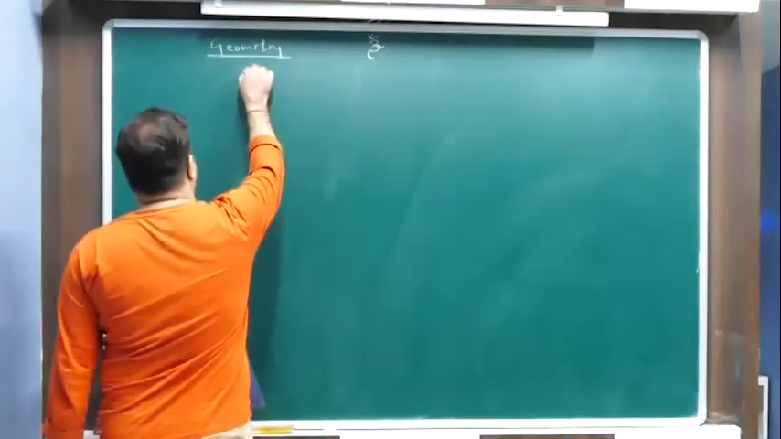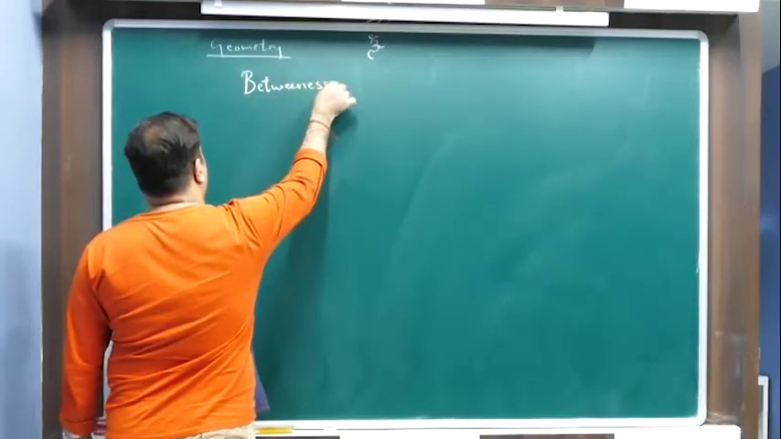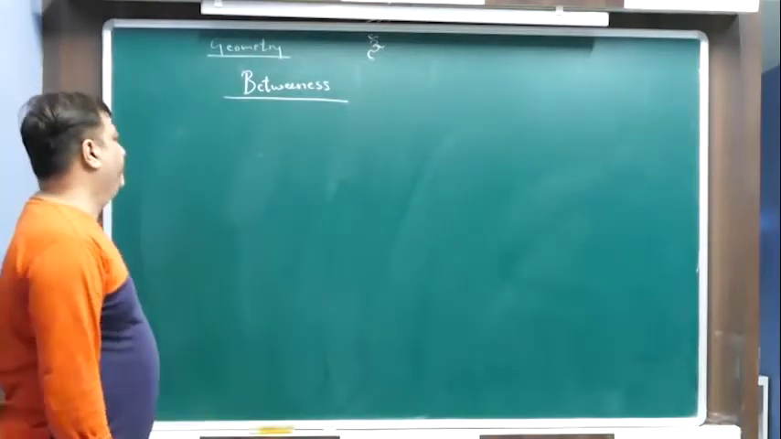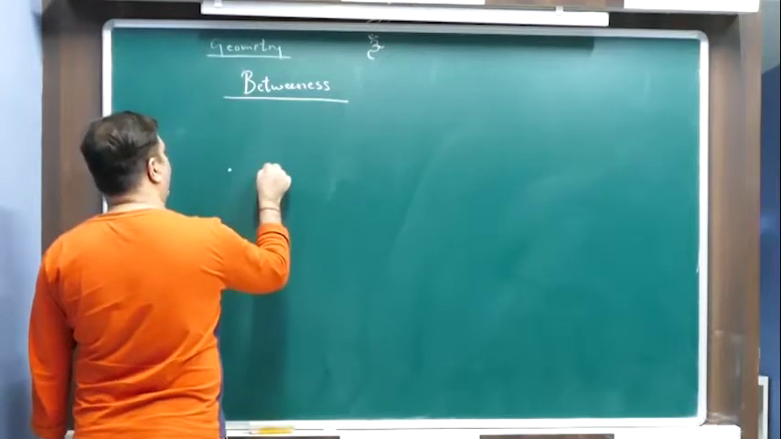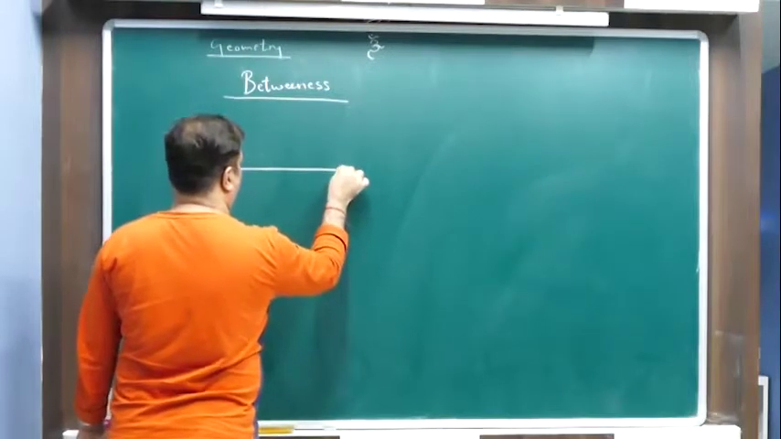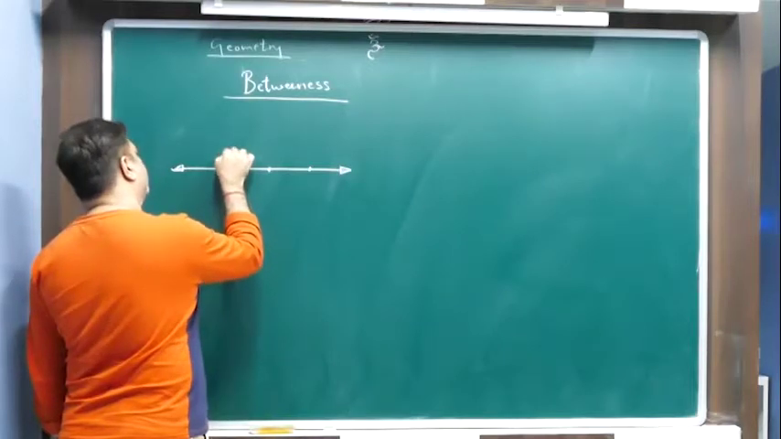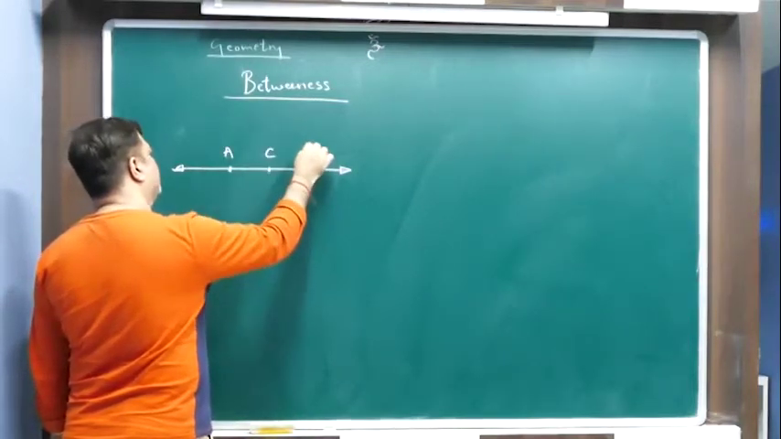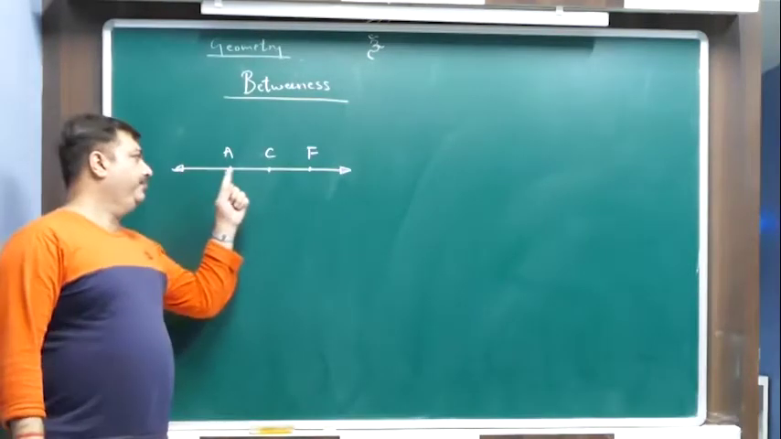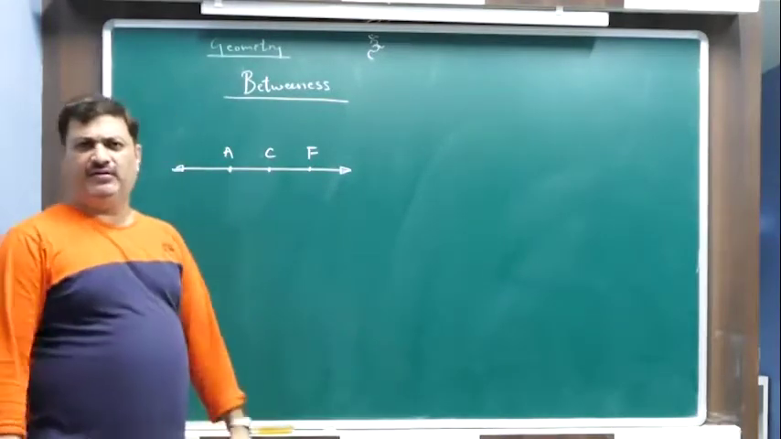So what is the betweenness property? Property of betweenness. The property of betweenness means if I have 3 collinear points, okay, I have 3 collinear points, let us say A, C, F. Which are the 3 collinear points I have selected? Point A, point C, point F. Why are they collinear? Because they are lying on the same straight line. That's why they are collinear.